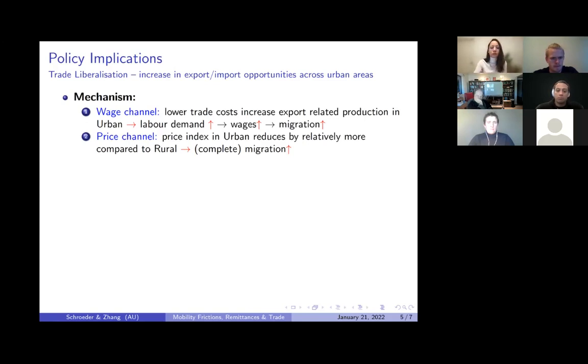The price channel, on the other hand, means that the price index in the urban areas reduces relatively more compared to rural. Because it's cheaper now to live in urban areas, that's going to induce more complete migration. So instead of splitting your household, you want to benefit from this cheaper price index, and you're going to potentially move your entire household.